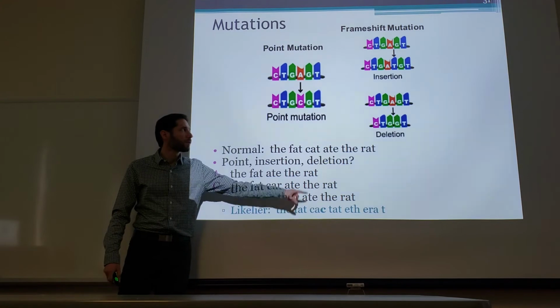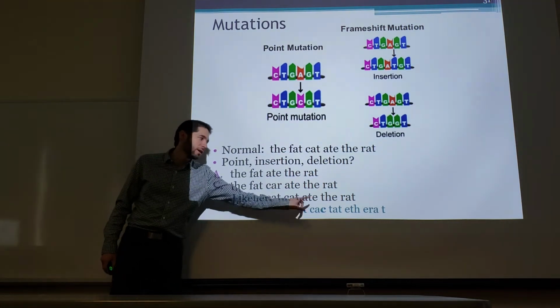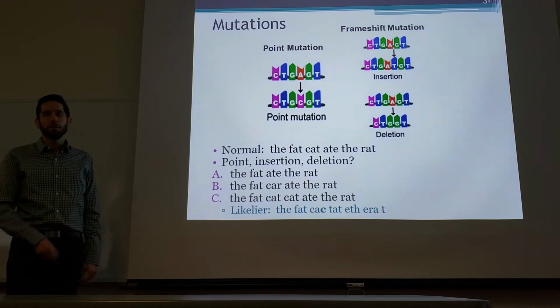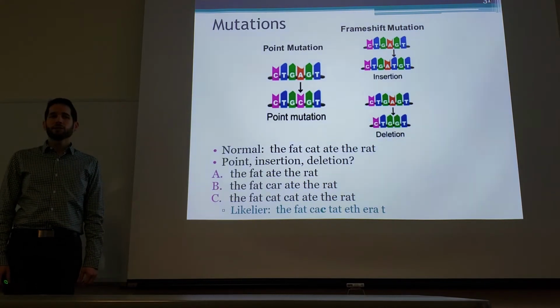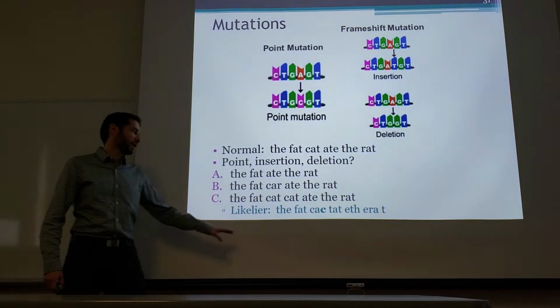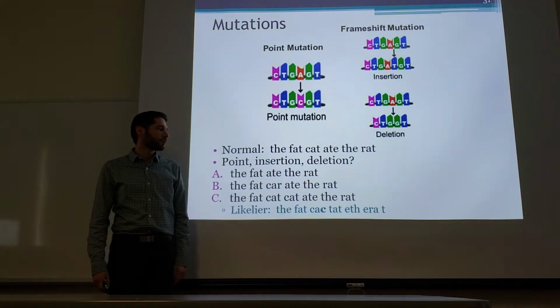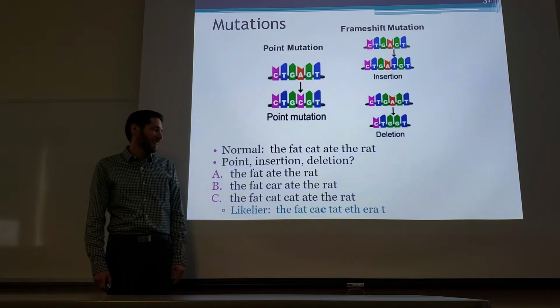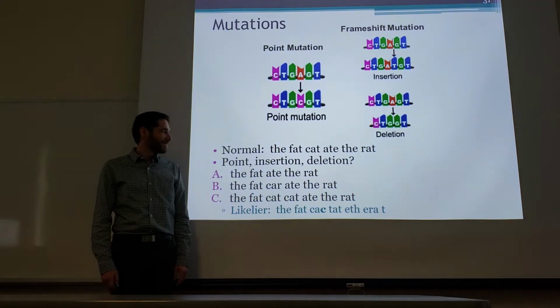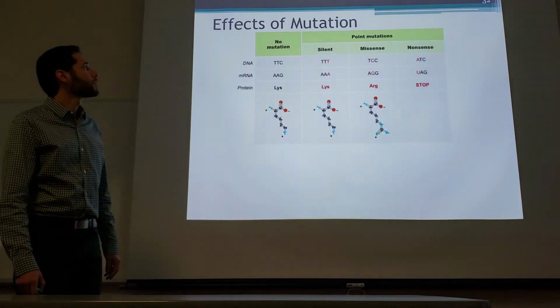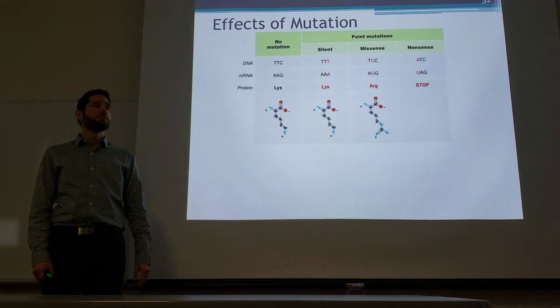Let's do a frame shift insert of a C. The fat cat tat F-R-A-T. By inserting one letter, I have obliterated that sentence. All right? It's not even readable anymore. The fat cat tat F-R-A-T. So these can be quite damaging. All right? Doesn't matter how small they are at all.